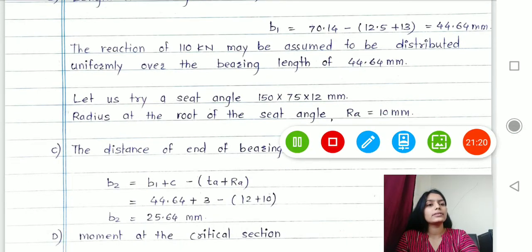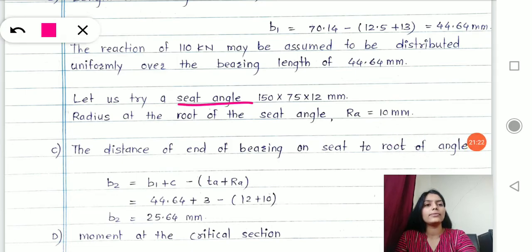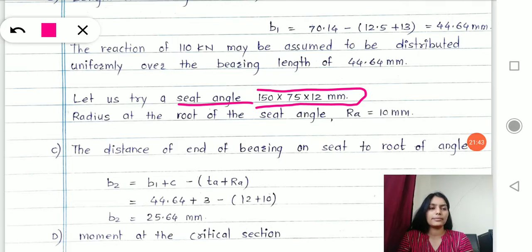And let us try seat angle. Now we understood that one length of my angle section needs to be around 75 mm. I have taken more than that, and this is purely an assumption on the small basis of bearing length. I assumed my section 150 by 75 by 12 mm. Now the radius at the root of the seat angle, RA, is 10 mm.